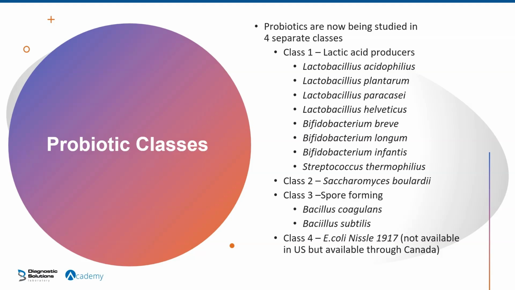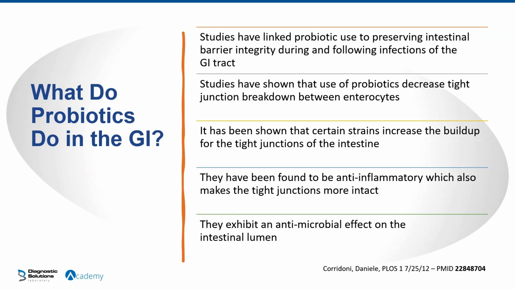So with probiotics, we're looking at 4 different classes. We added in a class 1 probiotic, which is the lactic acid producers, Lactobacillus acidophilus, the Bifidobacter species, and Streptococcus thermophilus were all included in her class 1 protocol. She was already on a class 2 probiotic, Saccharomyces boulardii. We added in class 3 probiotics, Bacillus coagulans and Bacillus subtilis. And then we considered adding in a class 4 probiotic, E. coli Nissle, but it's not available in the US, only available in Canada. So why did we add probiotics into her mix?